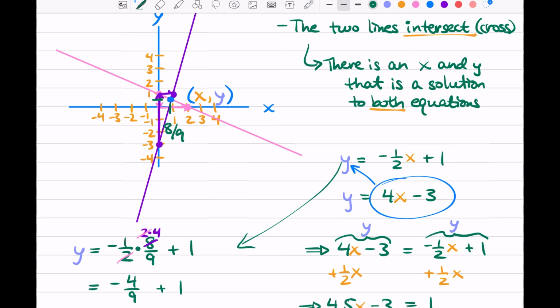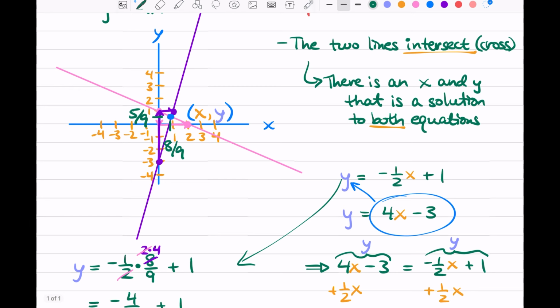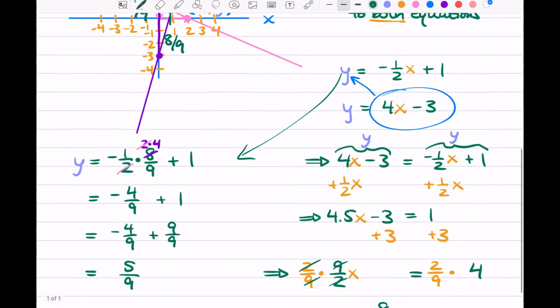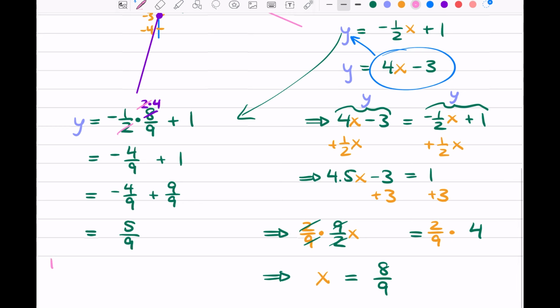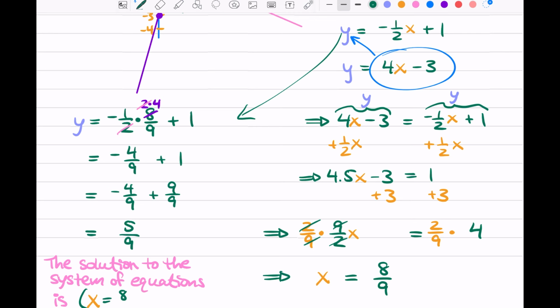So it's almost midway between 0 and 1. So now we know our orange x and our purple y. We know where these two lines cross. We know the solution that satisfies both equations. So we can say the solution to the system of equations, to our team of equations, is x equals 8/9 and y equals 5/9.